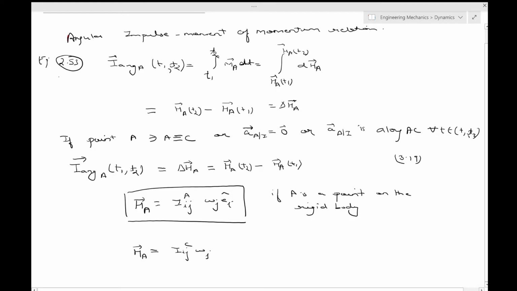So when we were writing this, there was a discussion of what A can be. Please go through that and check back and see why it is okay to write this expression for HC plus RCA cross M VCA. This is if A is not a material point.